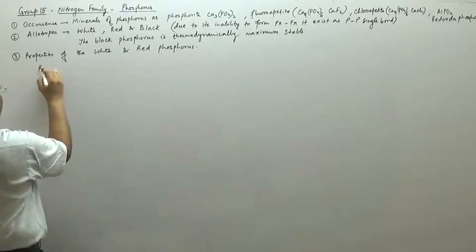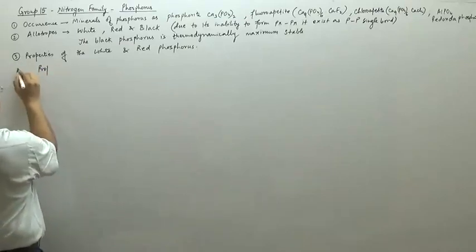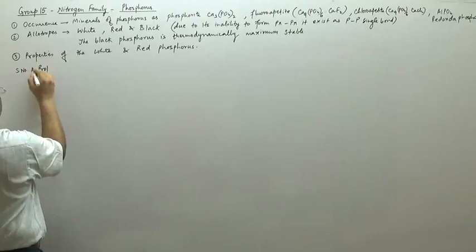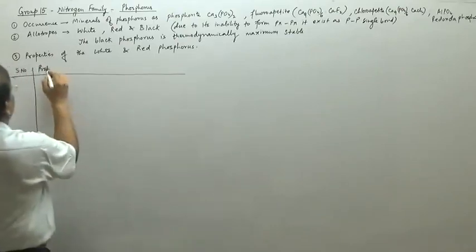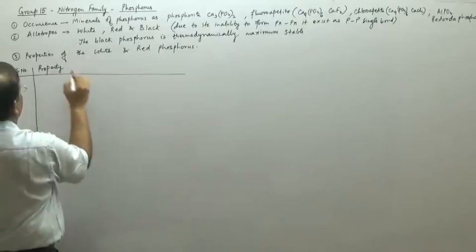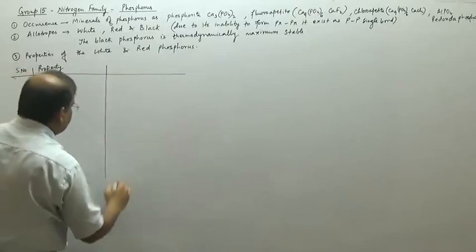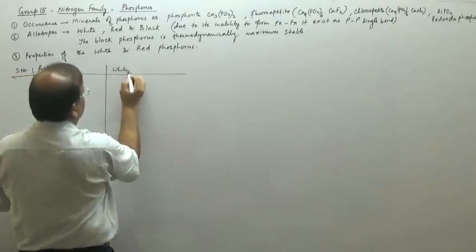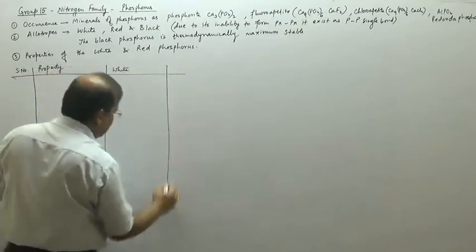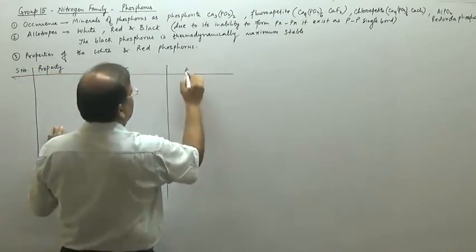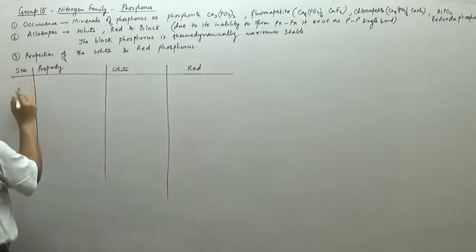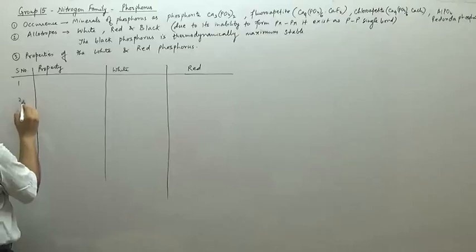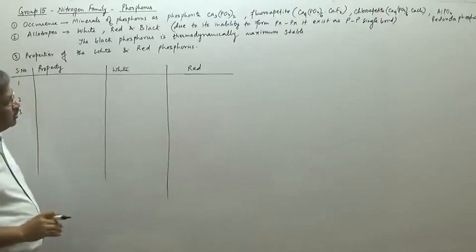So what are the properties we are going to discuss? We can also write the serial number like this, for how many properties we are going to discuss. Then we can write the property, and the white phosphorus and the red phosphorus. So white, and I'll write red phosphorus, and like that we can discuss the phosphoruses. So let us write a few properties about the red phosphorus and the white phosphorus.